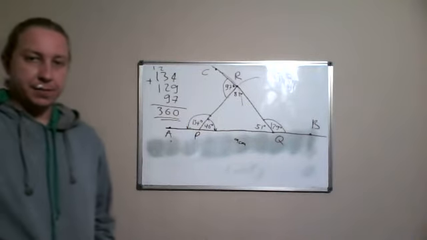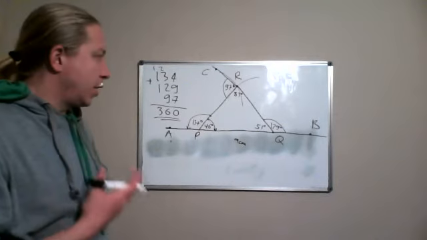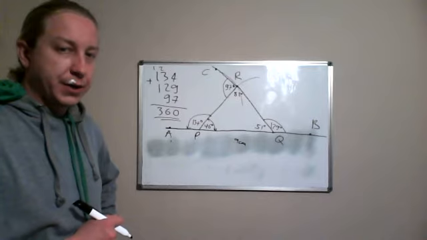360 degrees. Okay. Guys, it's another result that you need to know, that exterior angles of a triangle add up to 360 degrees. Okay.